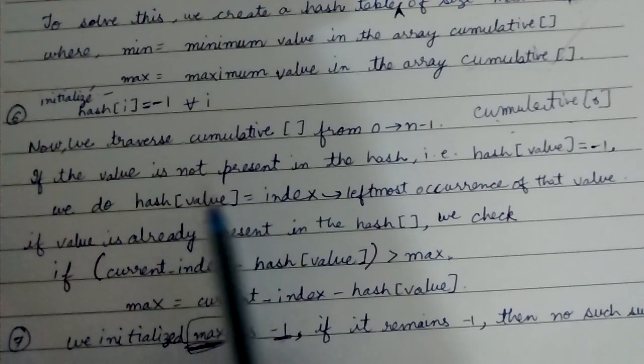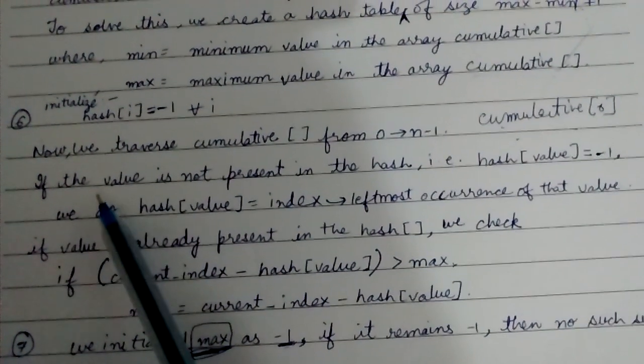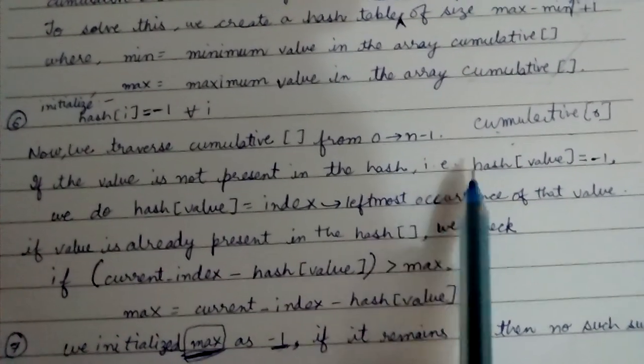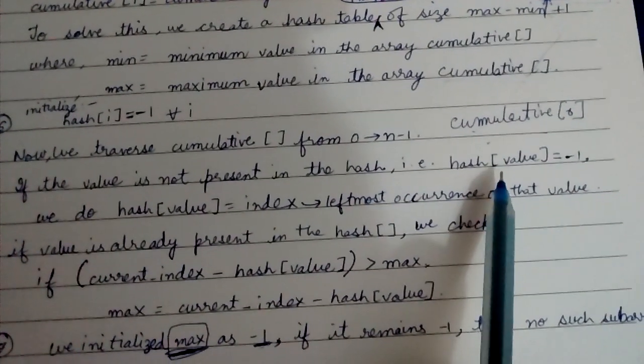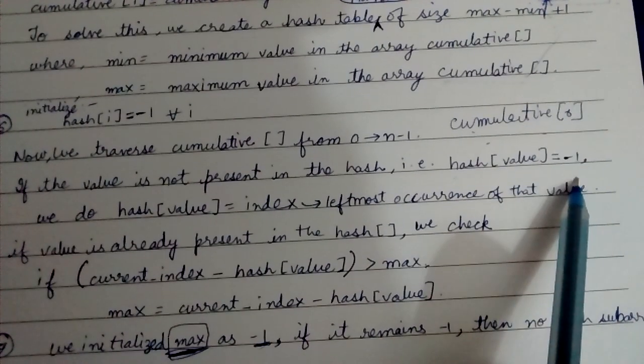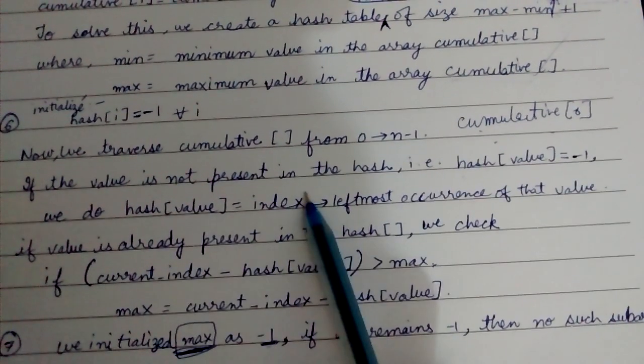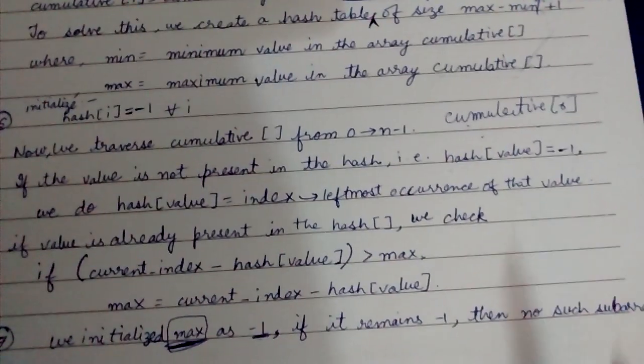Let us say we are seeing cumulative[2] right now. If the value is not present in the hash, that is, hash[cumulative[2]] is equal to -1, we set hash[cumulative[2]] equal to the index, that is, the leftmost occurrence of that value.